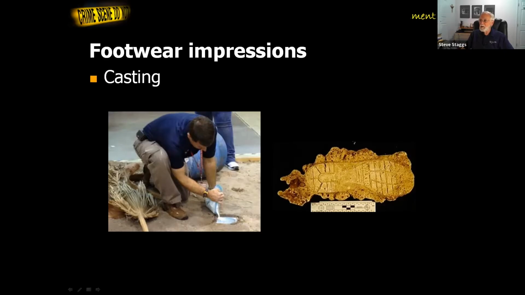Now, on the right-hand side of this image, you see a cast. What we normally use now is dental casting compound or dental stone. It's very hard. It gives great detail, and you can even use it on a minor slope and it won't just roll down the slope.